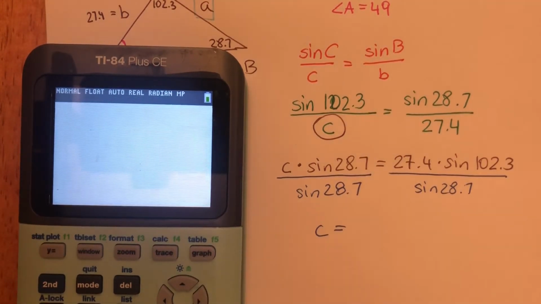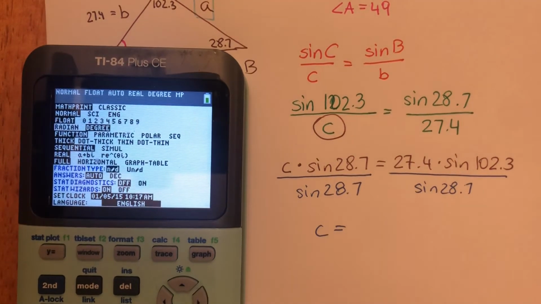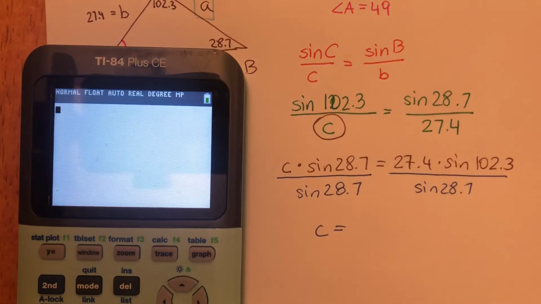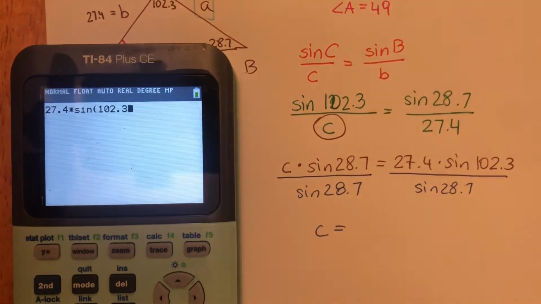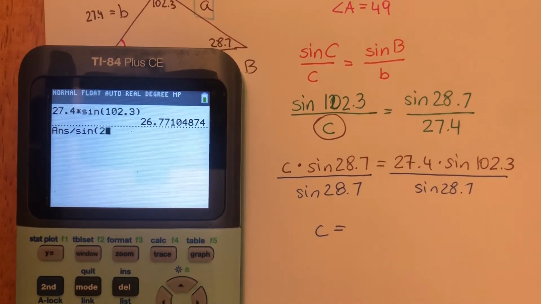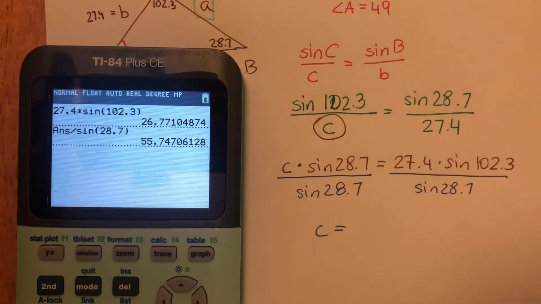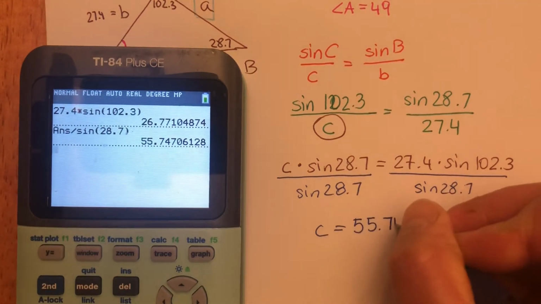You have to make sure that you are in degrees. So here we go, that's the first thing. And then I am going to say 27.4 times sine of 102.3. I'm going to calculate that, and I'm going to take the answer and divide it by sine of 28.7. And let's see what happens. It tells me that c is equivalent to 55.74.